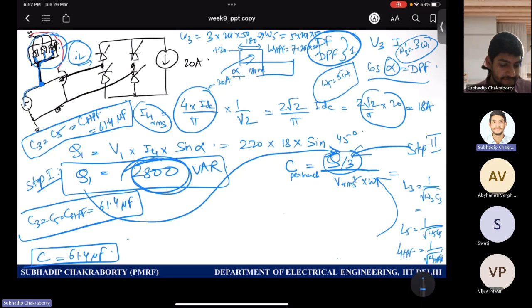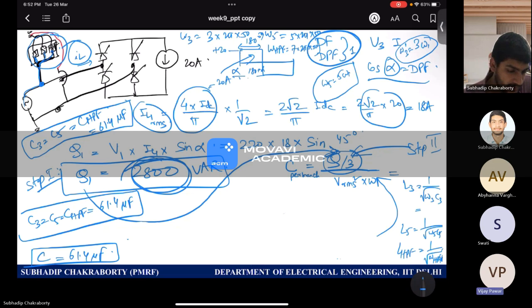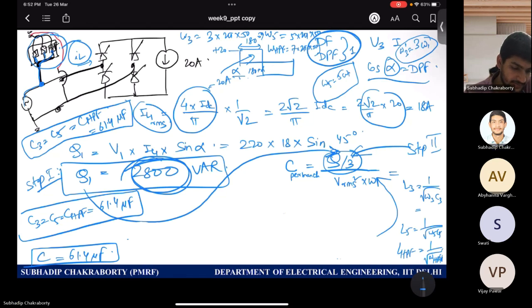Yes, what you are getting? 4.157. L3. Henry or millihenry? Henry. Okay. And L5, and you calculate LHPF.